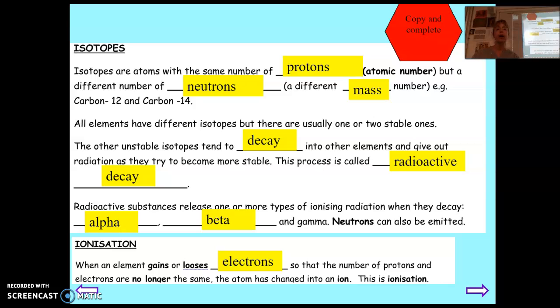So hopefully, apart from the history of the atom, most of the stuff we've learned about today is not too new, but it's really important for you to be able to recall both in physics and in your chemistry exam.